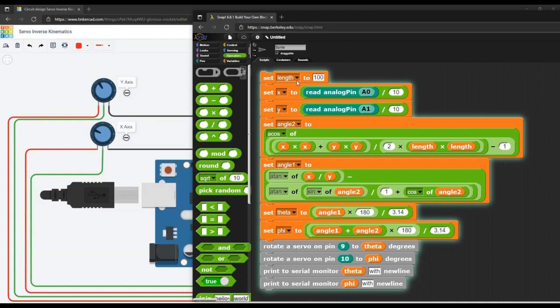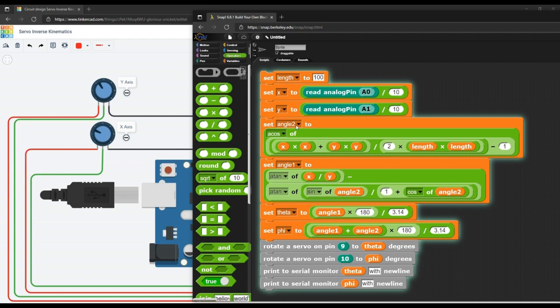So here first I have set the length 200. This length is the length of the link which I have taken. Then I have taken two variables x and y for x-axis and y-axis input respectively, which read the input from the analog pins A0 and A1. I have also scaled it down by a factor of 10 in order to have a better reading.